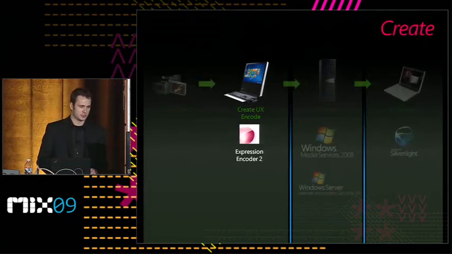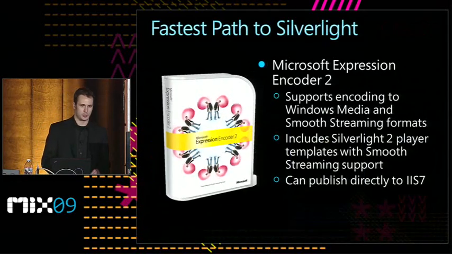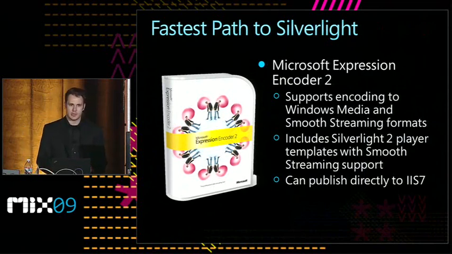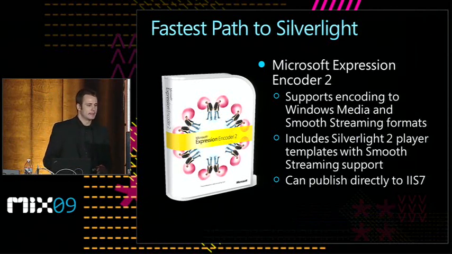So the first step we're going to focus on is the actual creation. We're going to look at Expression Encoder and what you can do with Expression Encoder. Expression Encoder 2 is what I refer to as the fastest path to Silverlight. It's really a one-stop shop if you want to just deploy a player and some content online.